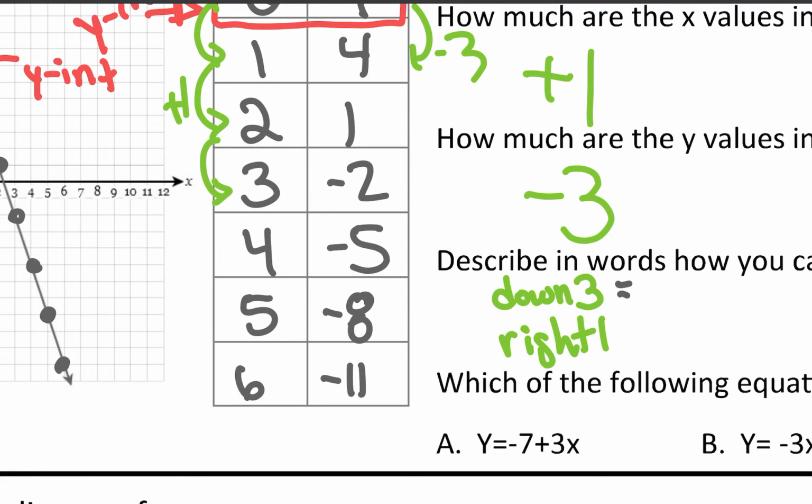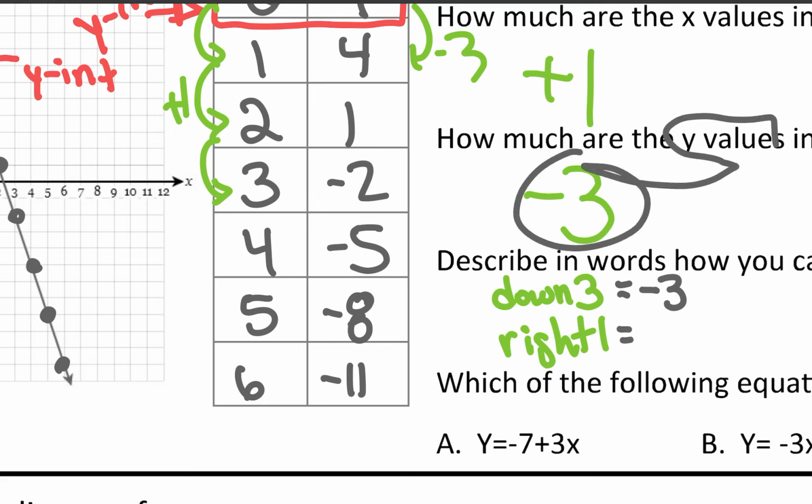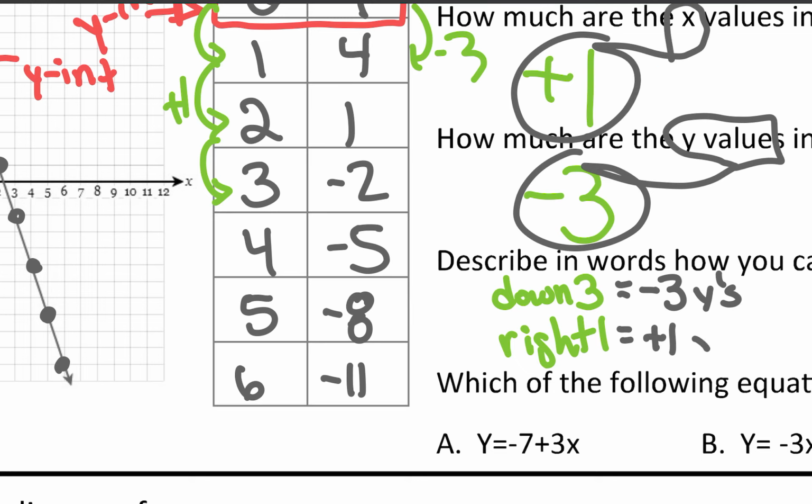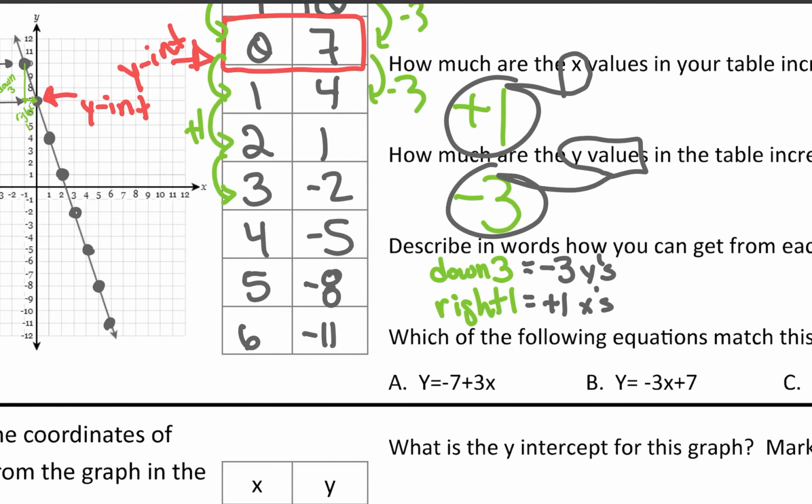Well, this is equal to, if I go down 3 in math, that means I'm getting less by 3. I'm subtracting 3. And we saw that we did that up here for the y values. So we subtracted 3 for the y's. Right 1 means we add 1. Well, we saw that up here for the x's, so we added 1 for the x's. Okay, so that's how those words, those movements that we do in our graph, correlate to our table, or how they are similar to our table.